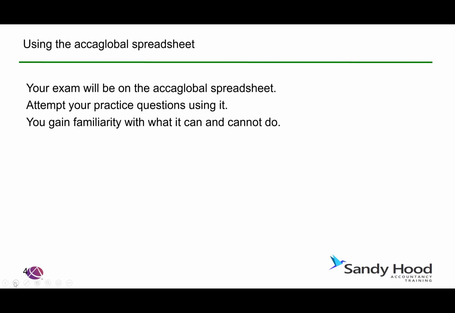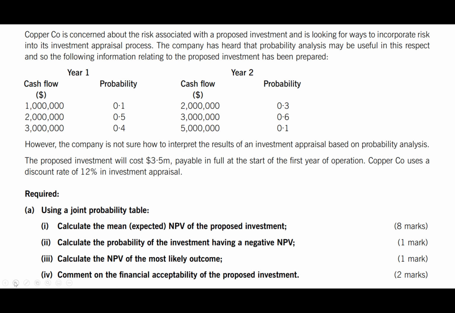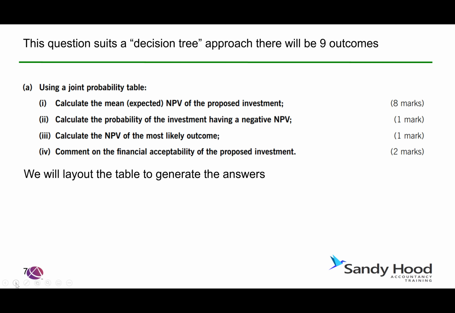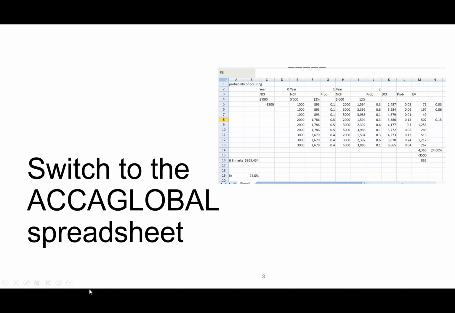So your exam will be on the ACCA Global spreadsheet, and you should attempt your practice questions using that. It gives you familiarity with what you can and what you cannot do on the ACCA Global spreadsheet. Here's the question again, and now we can move over by looking here. That's my decision tree type of approach, which has told me I'm looking to produce a table which essentially has got 9 different possible outcomes, and then I'm going to get the expected value from those. That was our question. And now we switch.